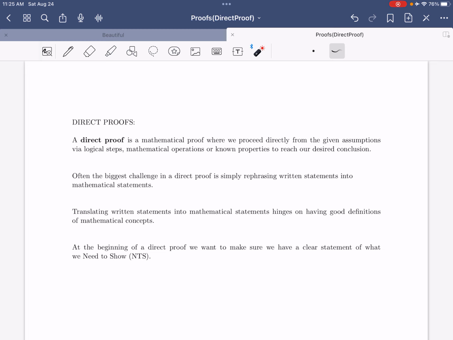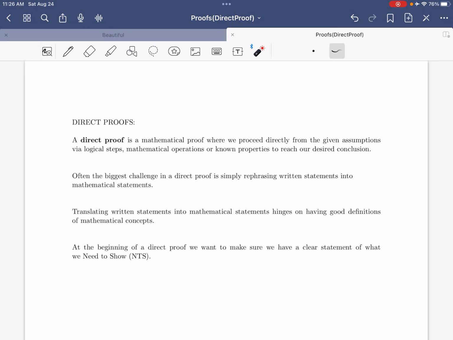So in summary, a direct proof is one where we will be moving from assumption to conclusion directly via logical steps and mathematical operations. That means we're going to focus in these upcoming 3 examples on rephrasing written statements into mathematical statements. We're going to focus on making sure we understand the definitions that are necessary to make those translations possible. And we're going to make sure that we always have a clear need to show written out before we start the proof so that when we reach that, we know that we've finished.